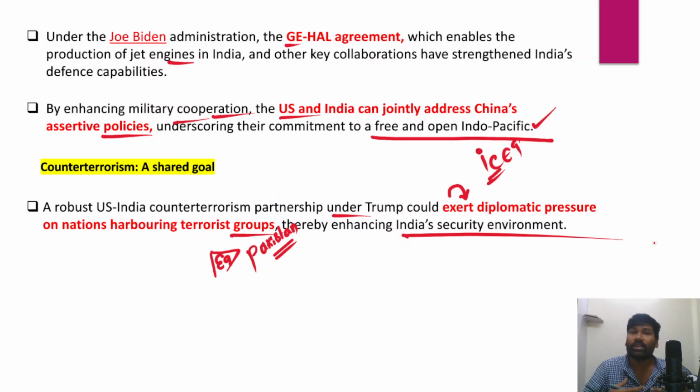So ensuring peace, security and stability in the region is to the benefit of India. Under Donald Trump, we could see friendly India-US relations going ahead. Because in the previous term also, Donald Trump's administration was always beneficial for India, and in this term also we could expect that India and the US would further come together.